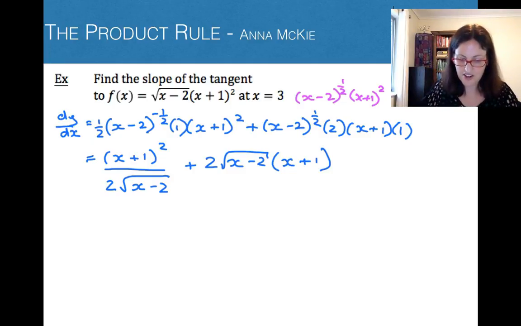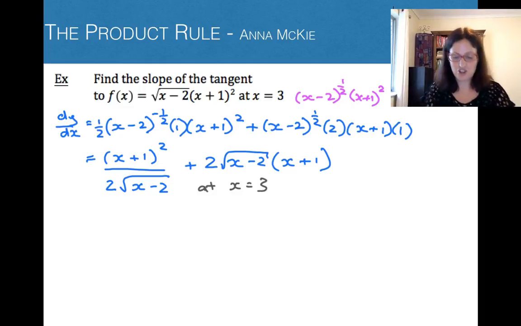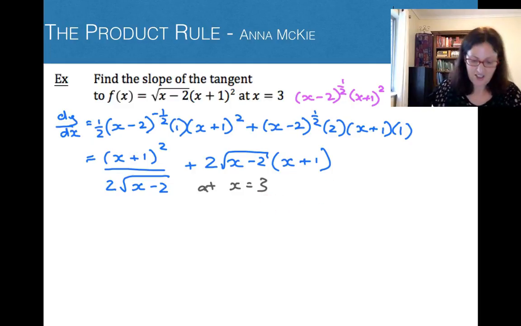Now we need to find the slope at x is equal to 3. So I'm going to write at x is equal to 3, and now I'm going to substitute in. Now, for my students who are heading towards a test without a calculator, this is excellent practice at substituting in a number and solving without using a calculator. So let's do that. So we've got our derivative again. So where we see an x, we're going to put in a 3. So let's do that. 3 plus 1.